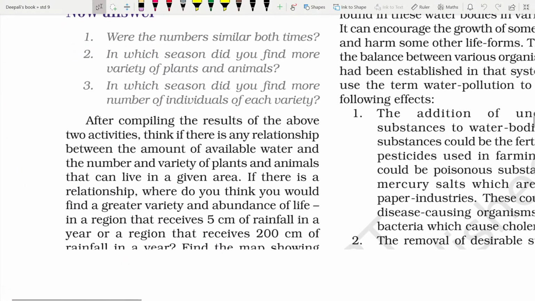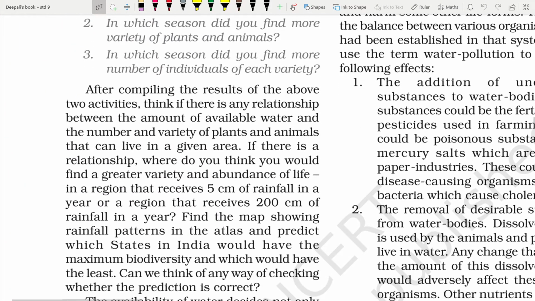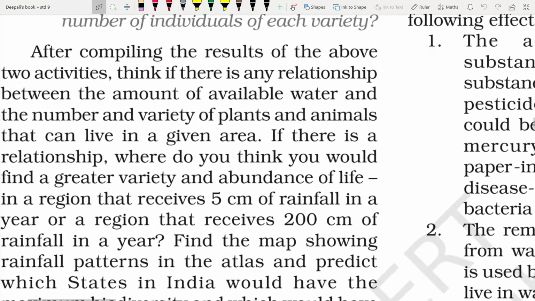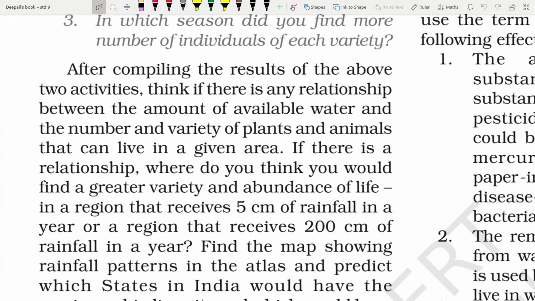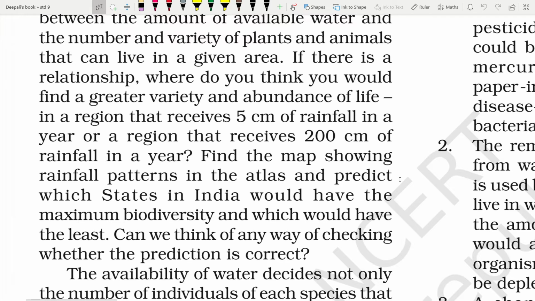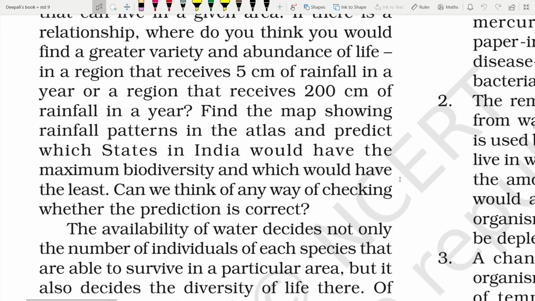Now, after compiling the results of the above two activities, think if there is any relation between the amount of available water and the number and variety of plants and animals that can live in a given area. If there is a relationship, where do you think you would find a greater variety and abundance of life? In a region that receives 5 centimeters of rainfall in a year or a region that receives 200 centimeters of rainfall in a year? Find the map showing rainfall pattern in an atlas and predict which states in India would have approximately a maximum biodiversity and which would have the least.